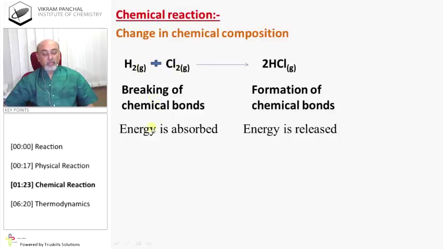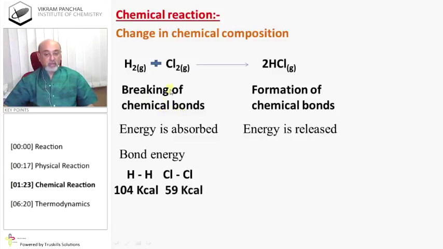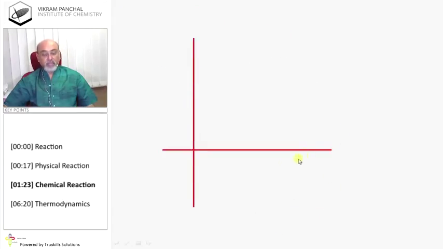If you want to break bonds, you need energy. So energy is absorbed during breaking of bonds, but when bonds are formed, exothermic reaction takes place, so energy is released. The bond energy of hydrogen is 104 kilocalorie, chlorine 59 kilocalorie, and HCl is 103 kilocalorie. 2 moles of HCl form, so total 206 kilocalorie released. So here, we assume that energy of H2 and Cl2, which are elements, is 0. So they are here only, and energy of reactant is called ER.